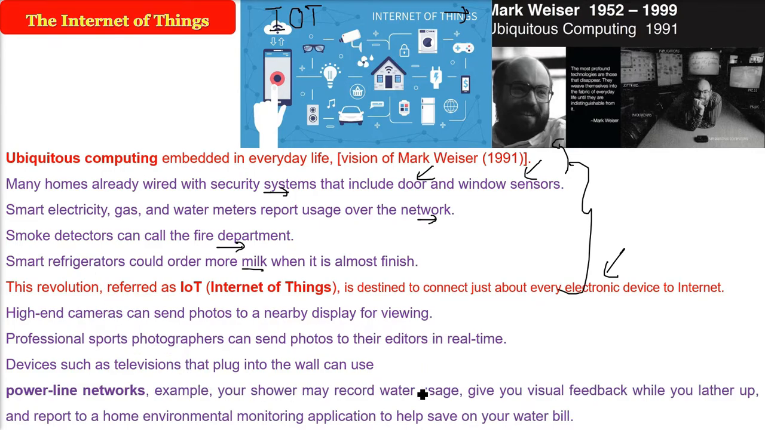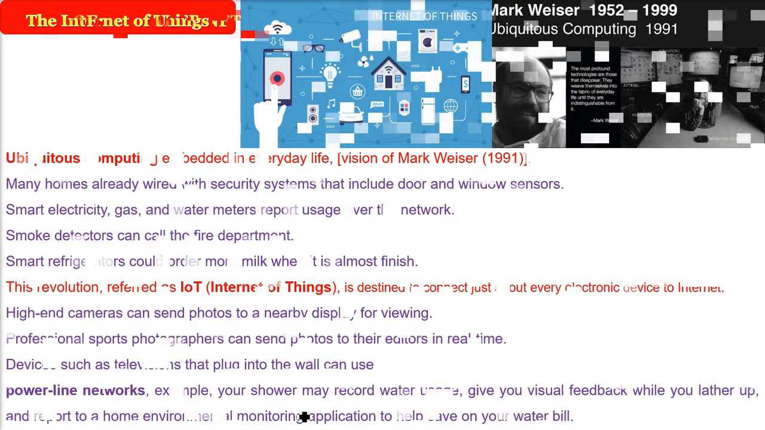Power line networks. You know how much water you have used. Or even if you are taking a bath, it will tell you the level is up, please go down. Or just manage it. Even the reports of environmental monitoring. These are the applications that can help you save on the bill. Global warming. All these will help you in countering it. This is the Internet of Things. Every device is now connected, giving information.